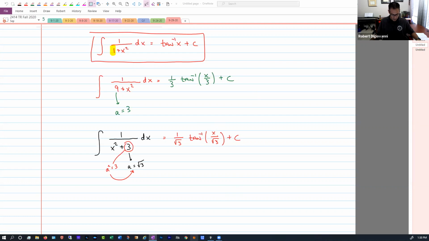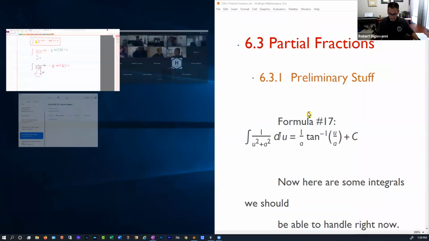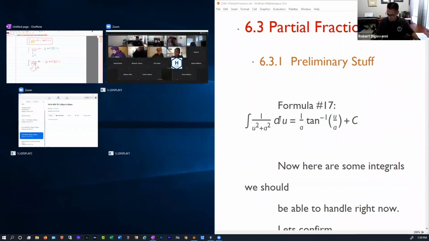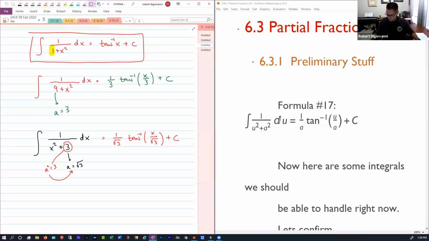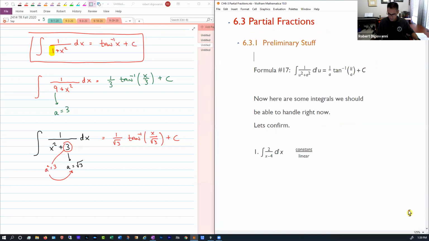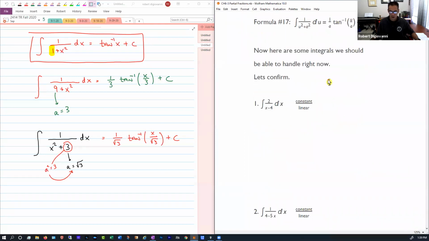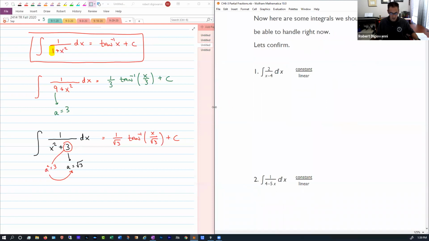I need to open up my Mathematica again, bring up my notes. Oh, there it is. All right, so we have that first formula, right? Now, what else can we handle? So let's look at this next problem.